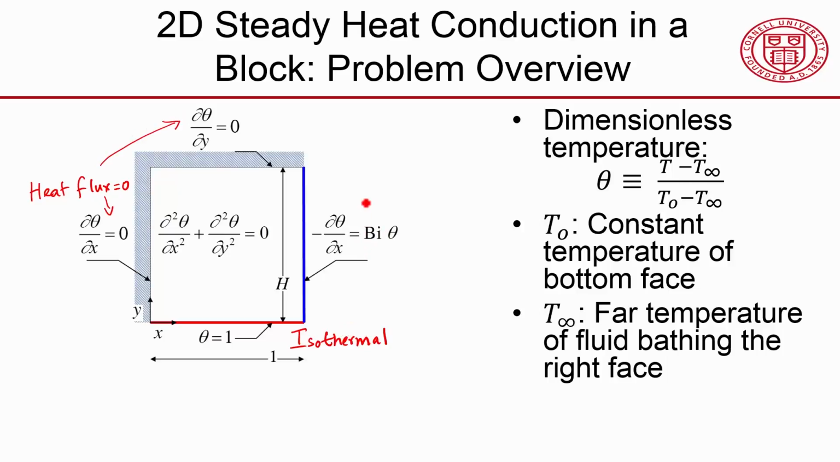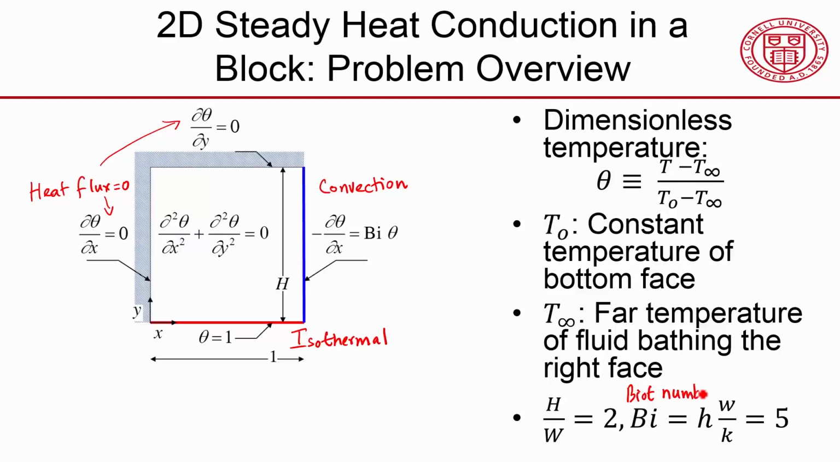And this is a convection boundary condition. And here Bi is the Biot number, and the aspect ratio shows that the block is twice as high as it is wide. The Biot number is a non-dimensional way to express the convection coefficient.